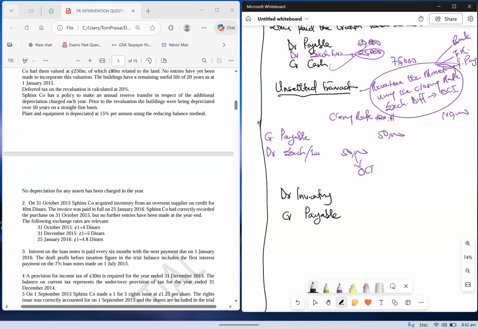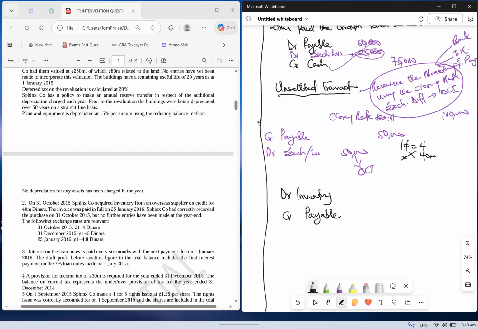Trade payable. So what is it? Listen, not to be confused. You should know that the thing he bought is 40 million dinar. So if 1 cedi is equal to 4 dinar, what will 40 million be?